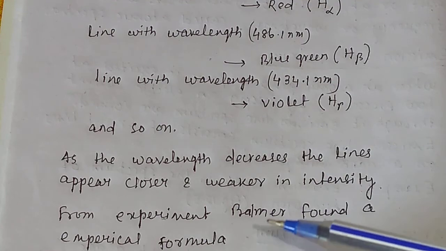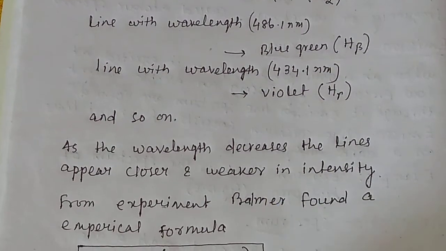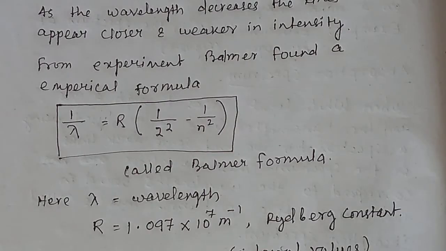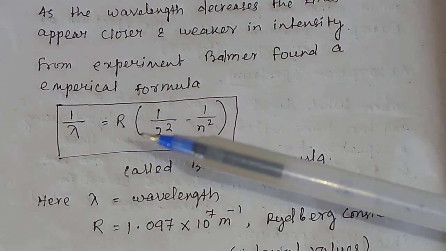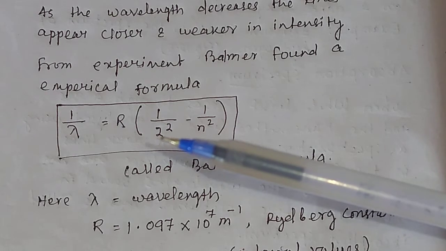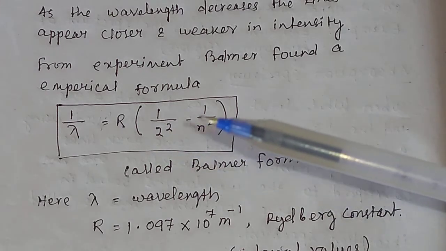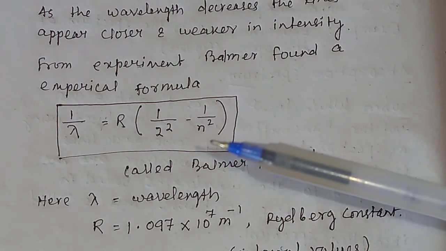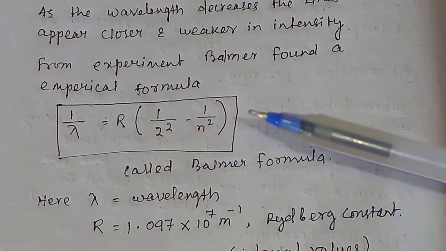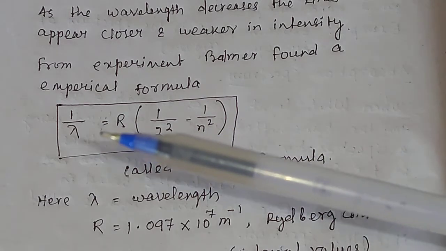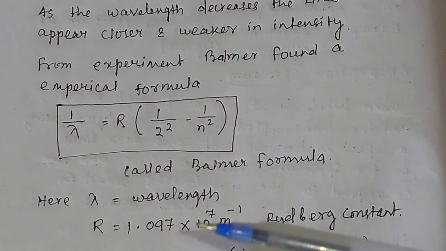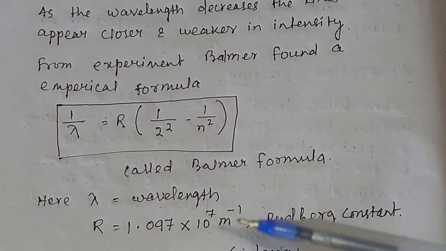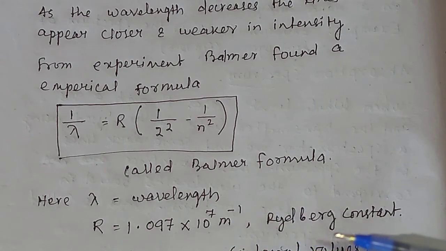From experiment Balmer found an empirical formula. The empirical relation is 1 by lambda is equal to R into 1 divided by 2 square minus 1 divided by n square. This is called the Balmer formula. Here lambda is the wavelength and R is equal to 1.097 into 10 to the power 7 meter inverse, which is called the Rydberg constant.